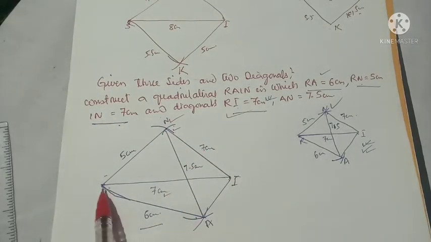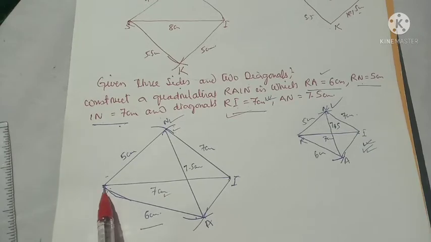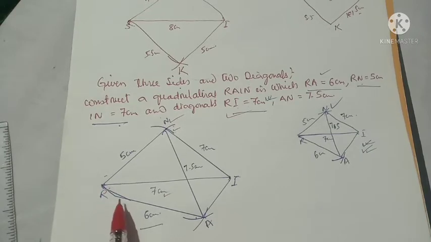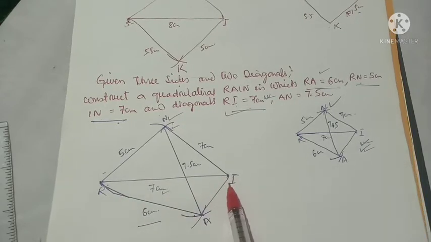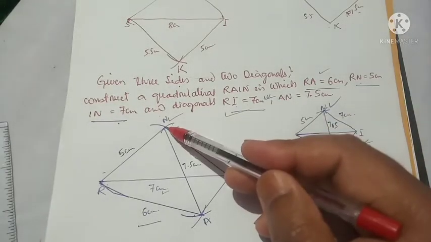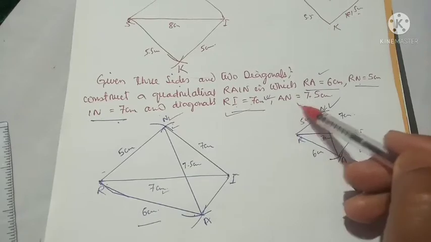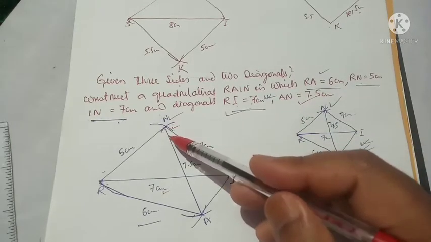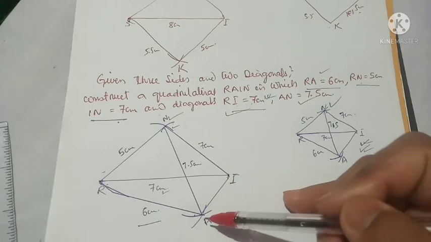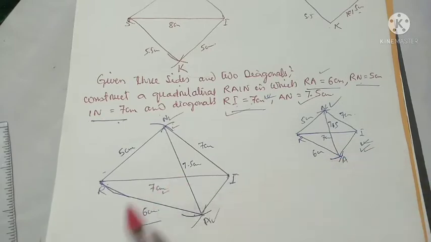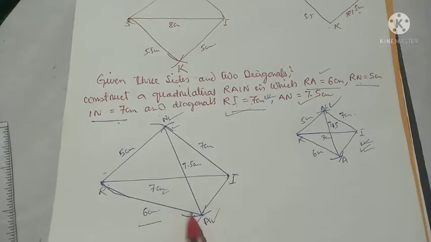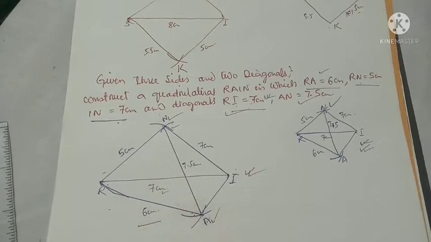And the next step, the fourth step, taking R as the center and with the radius of 6 centimeter, we draw an arc below the line segment RI. Okay, and then again with the center N and the radius of 5.5, we draw an arc intersecting the arc in step 4 at the point A here. After that, we can join RA, NA, and IA. Then we form a unique quadrilateral. Hence RAIN is the required quadrilateral.